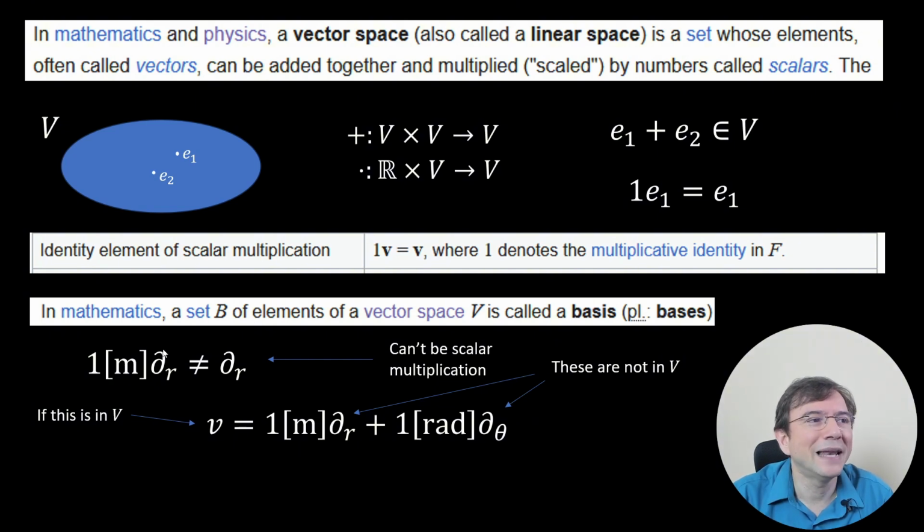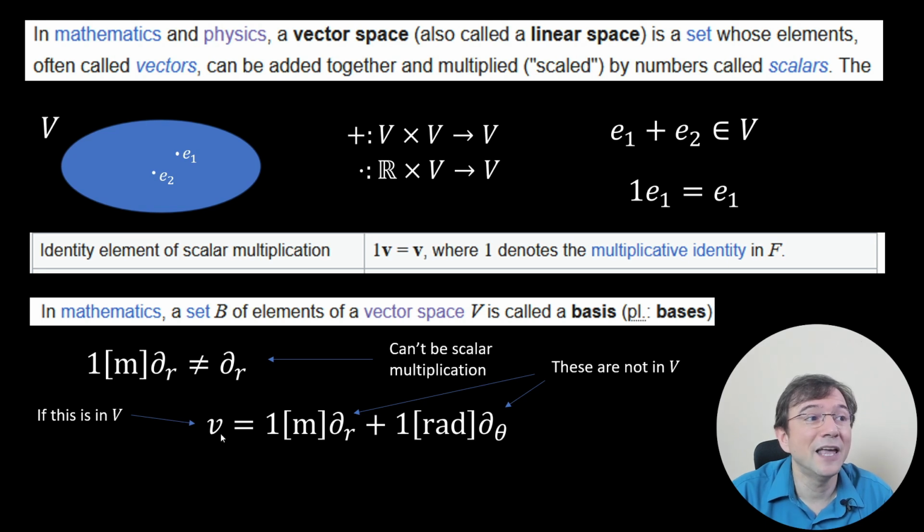So now, let's look at this. We have 1 meter times the derivative with respect to r. Well, this is not going to be the same as the derivative with respect to r because we have changed the units. So these operations here can't be the scalar multiplication. And if this is not the scalar multiplication, this element and this element are not the same object. So either this is part of the vector space or this is a part of the vector space.